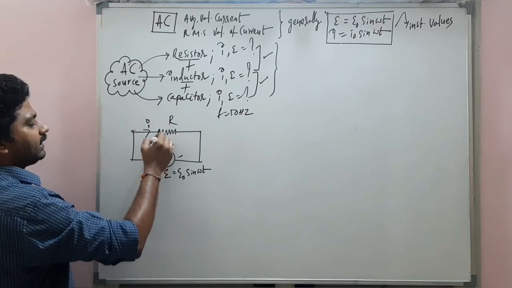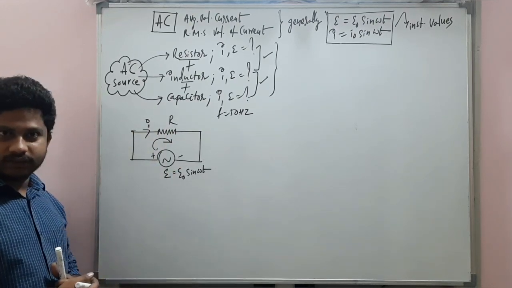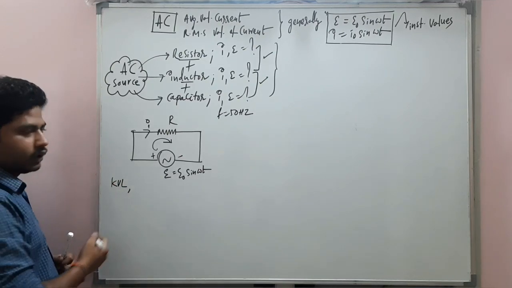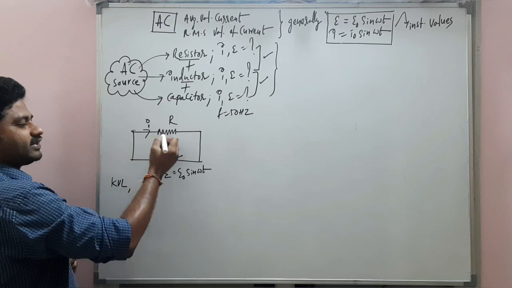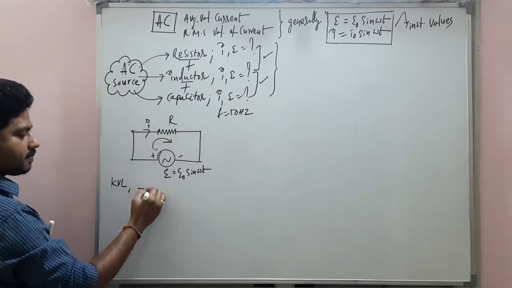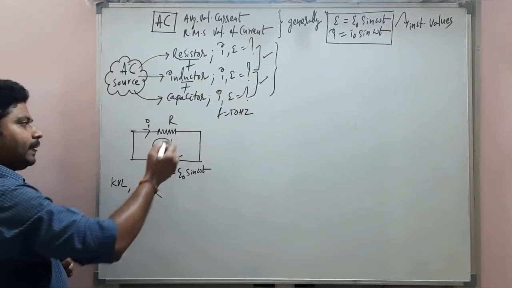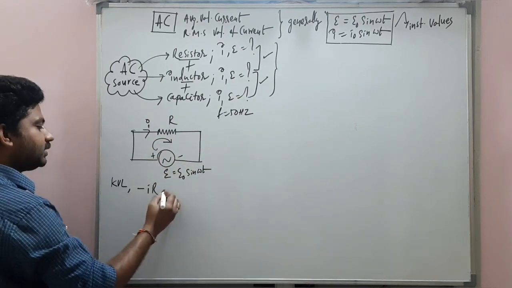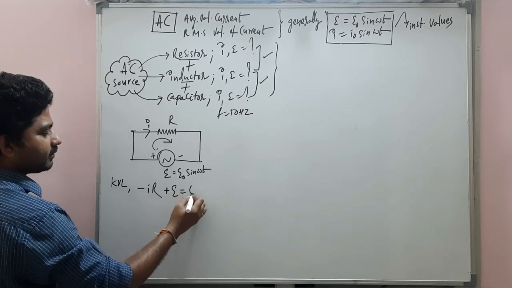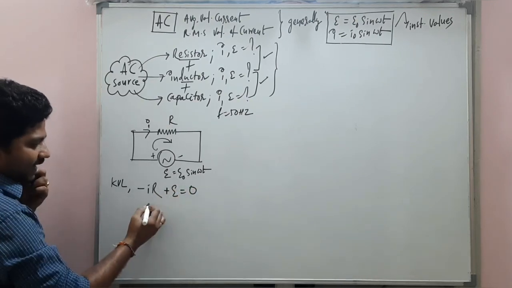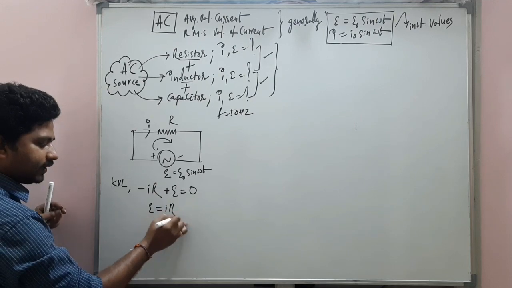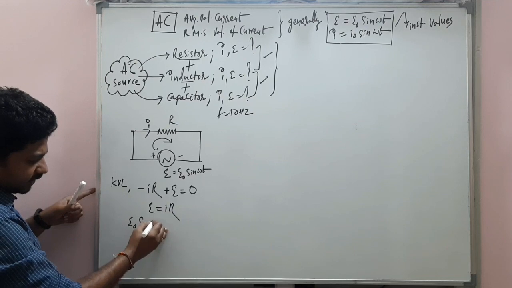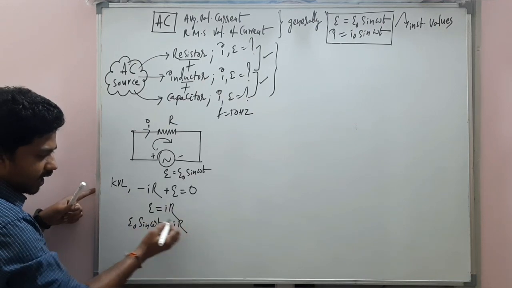So let us apply Kirchhoff's voltage law here. Alright. So what is that? From Kirchhoff's voltage law, current is passing through the resistor in my loop direction, so that is minus I into R. And we are moving in this direction and touch the negative terminal of the cell, so this is plus instantaneous EMF equal to 0. So I can write E is equal to I into R. So what is E here? E naught sine omega t, which is equal to IR.